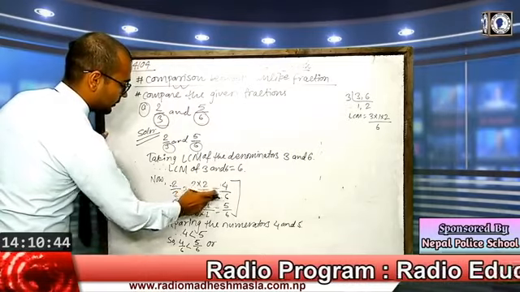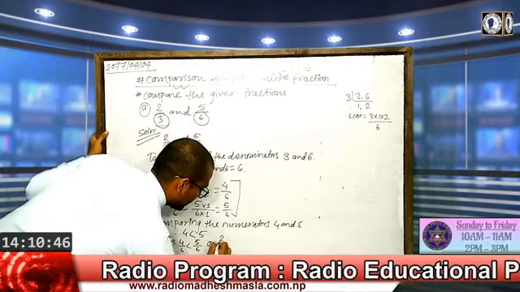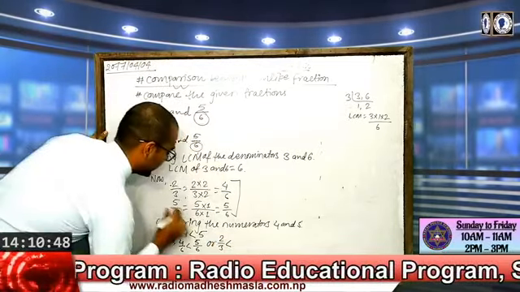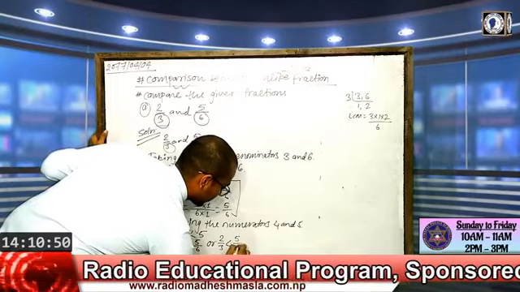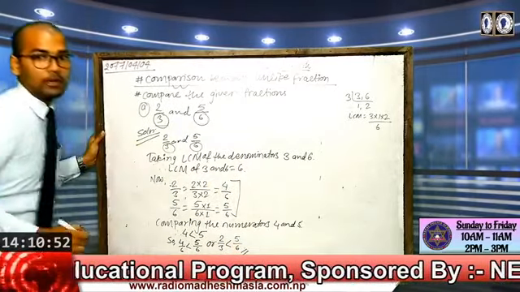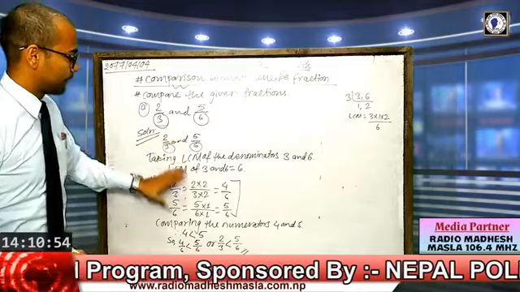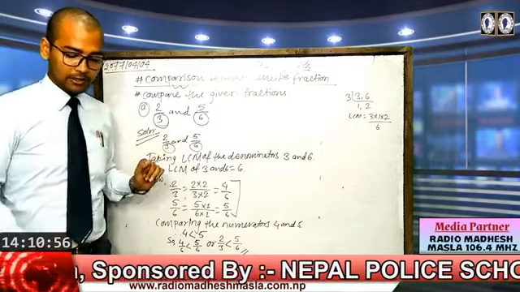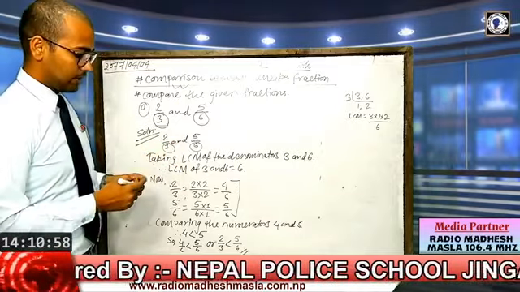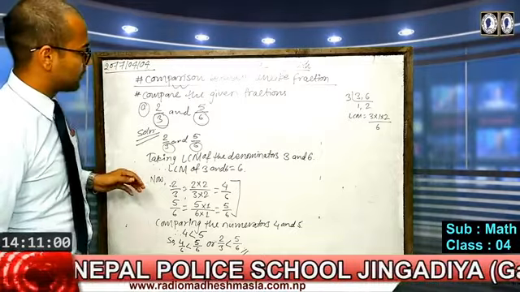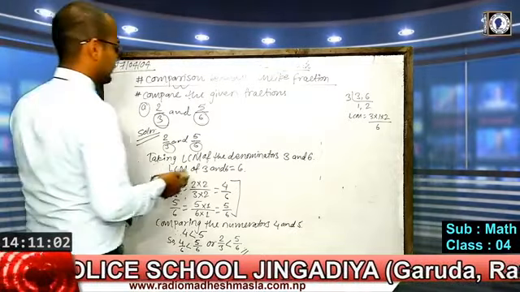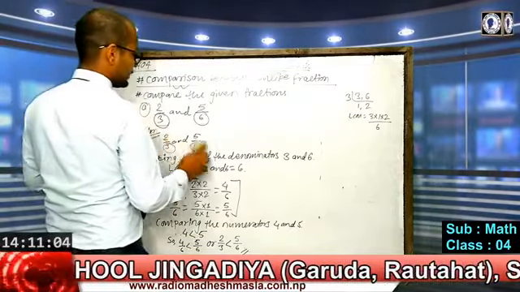So 4 by 6 means 2 by 3. 2 by 3 is smaller than 5 by 6. So in this way, students, we can compare the unlike fractions. In the same way, we also have a shortcut method to compare the fractions.